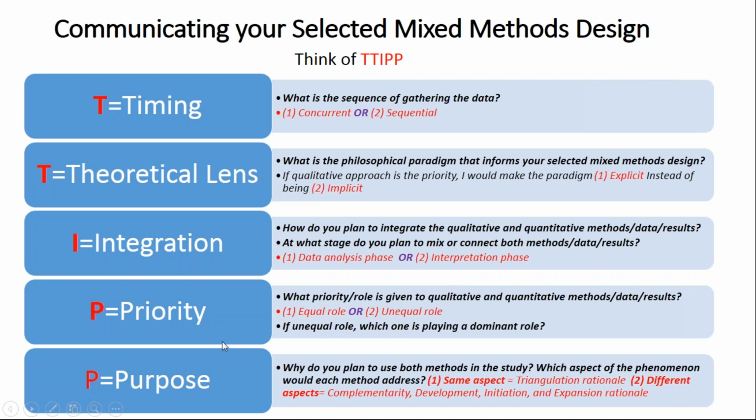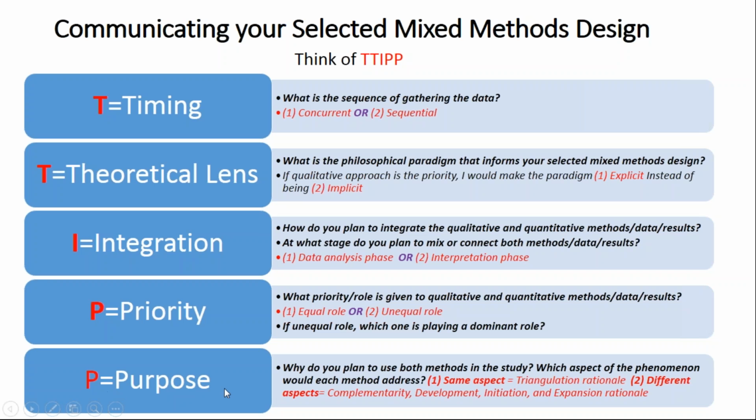The next one is the priority, right? And this one, I think I already talked about that. People want to know what role is given to qualitative method data or results or quantitative method. What role in the study? What role is the qualitative method playing? What role is the quantitative method playing? Right. And then are they playing equal role? If they are playing on equal role, which one is dominant? So people want to know that.